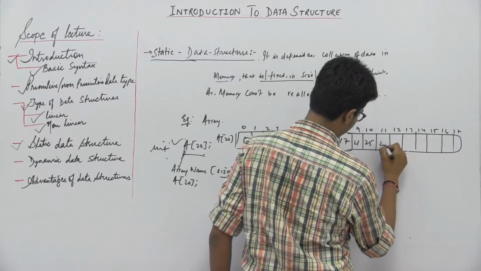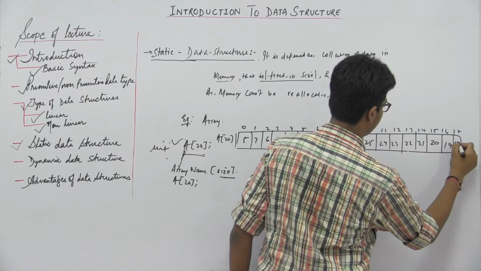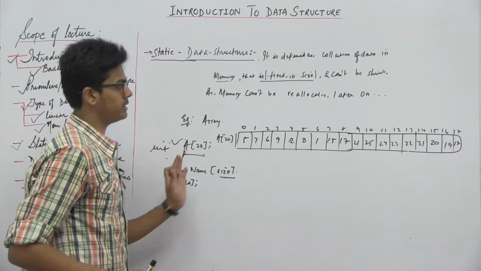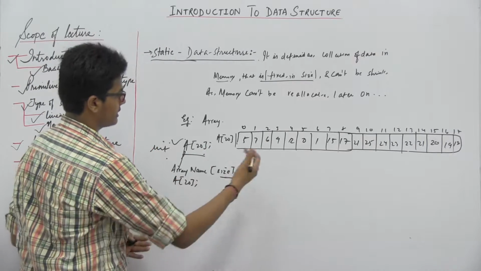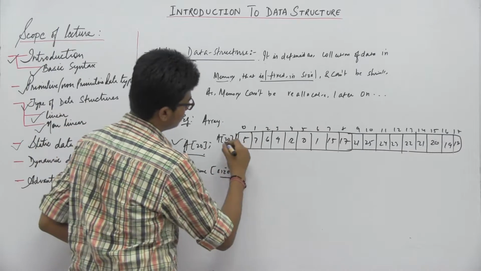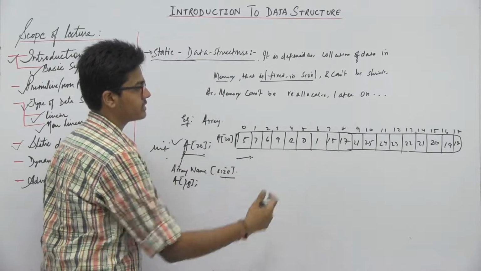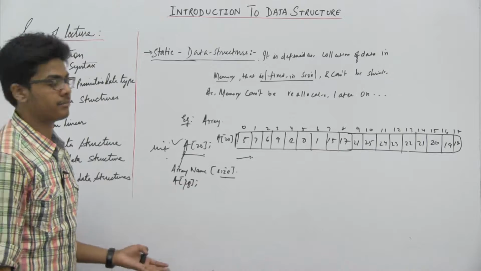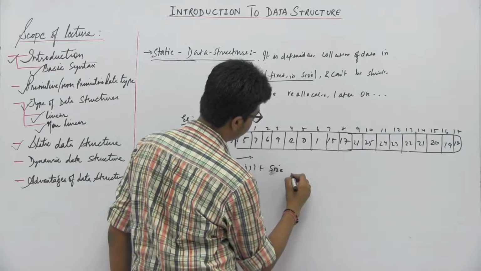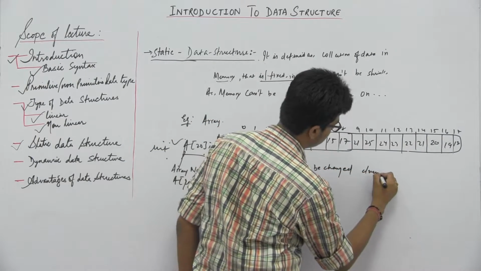Then 21, 25, 24, 23, 22, 21, 20, 19, 18. So this is an array of a given size. Suppose we're taking 18, it is not possible beyond the size. 5, 7, 6, 9 is in an array of size 20. So we defined an array, so the size is fixed and cannot be changed after that at runtime. Simply say the size can't be changed during runtime.